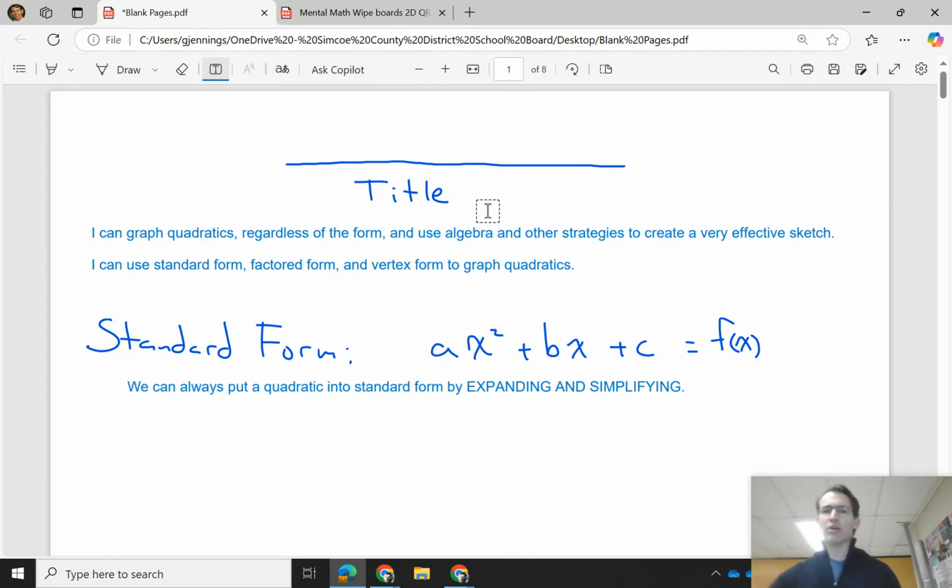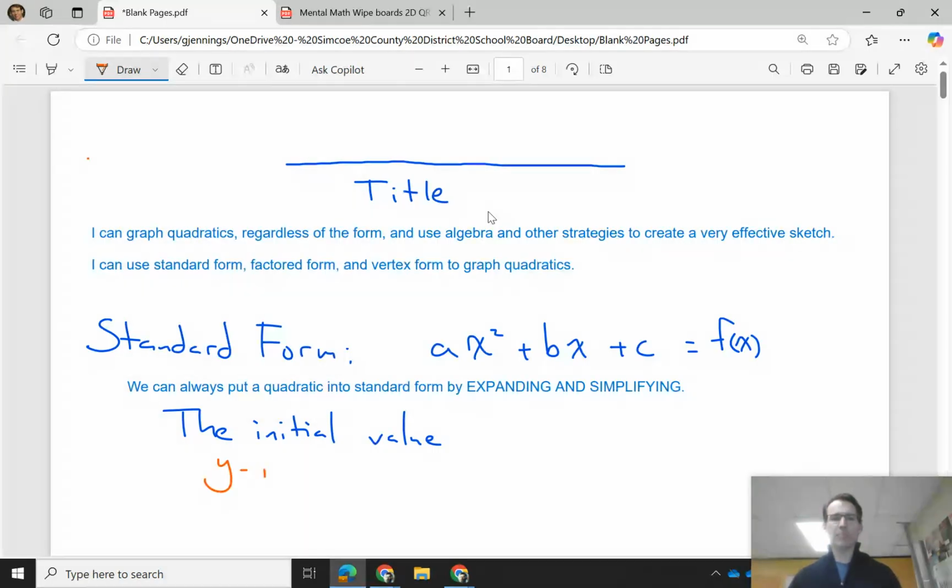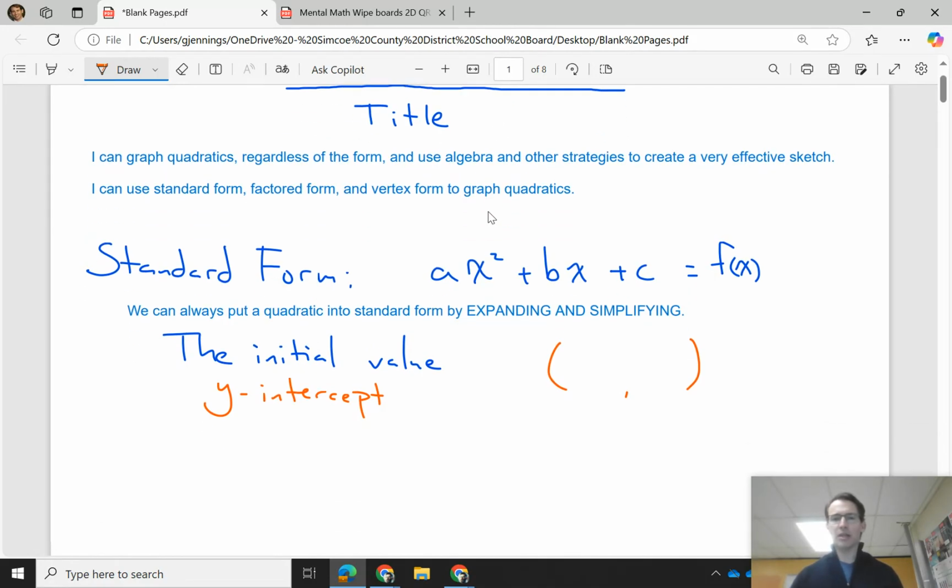When you see a standard form quadratic, you want to be able to very quickly do the following. You're going to practice this today. You want to be able to quickly get the initial value. This is also called the y-intercept, synonym. And there's a value up there that will tell you the y-intercept.